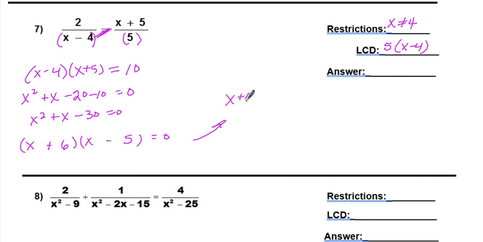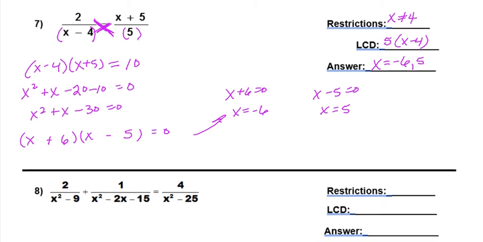So if I have x plus 6 equals 0, I must have an answer of x equals negative 6. X minus 5 equal to 0, I must have x equals 5. I check to make sure I don't have anything against the restrictions. Neither of these is a restriction, so I put both as my answer, x equals negative 6 and 5. And again, we can only cross multiply if we have one fraction equal to one fraction. Otherwise, we're bringing everybody up to the LCD.